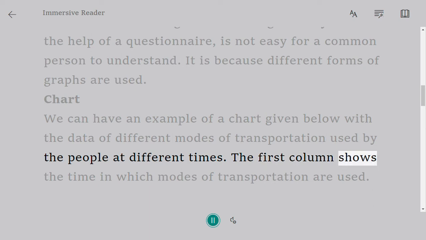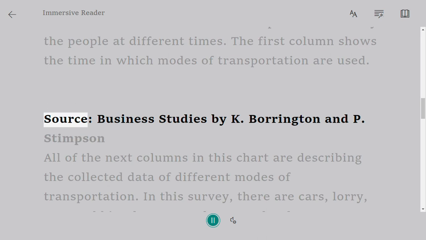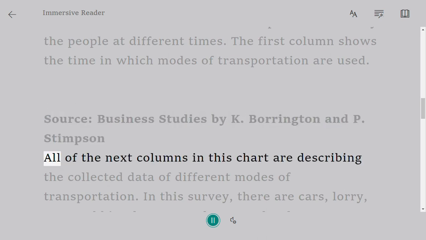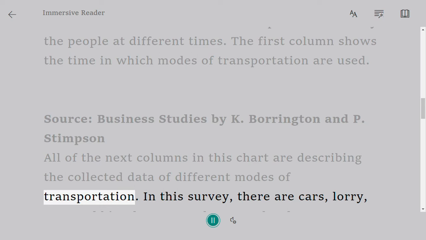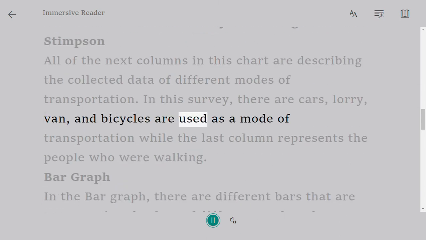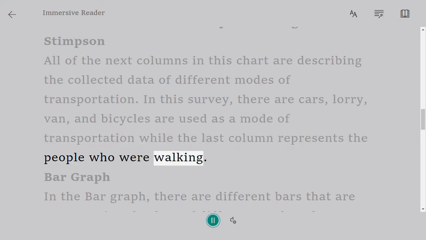The first column shows the time in which modes of transportation are used. Source: Business Studies by K. Borrington and P. Stimson. All of the next columns in this chart are describing the collected data of different modes of transportation. In this survey, there are cars, lorry, van, and bicycles used as a mode of transportation, while the last column represents the people who were walking.